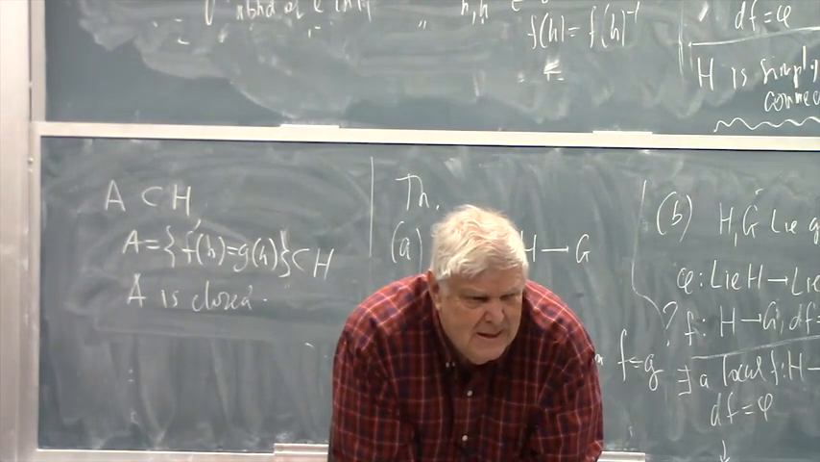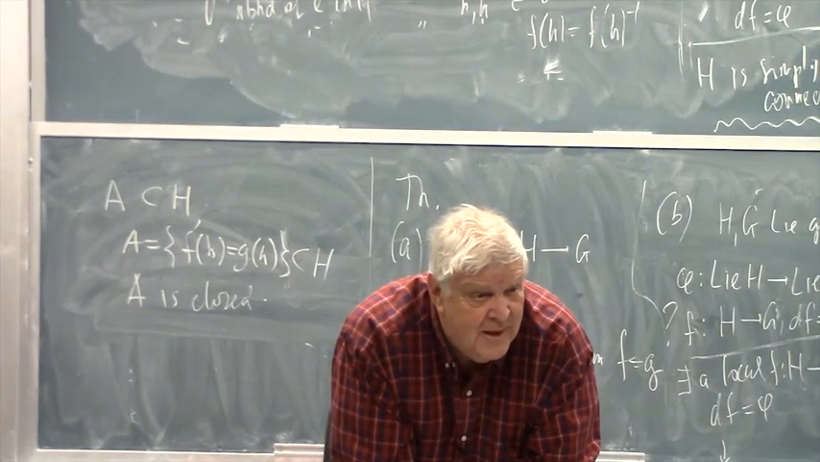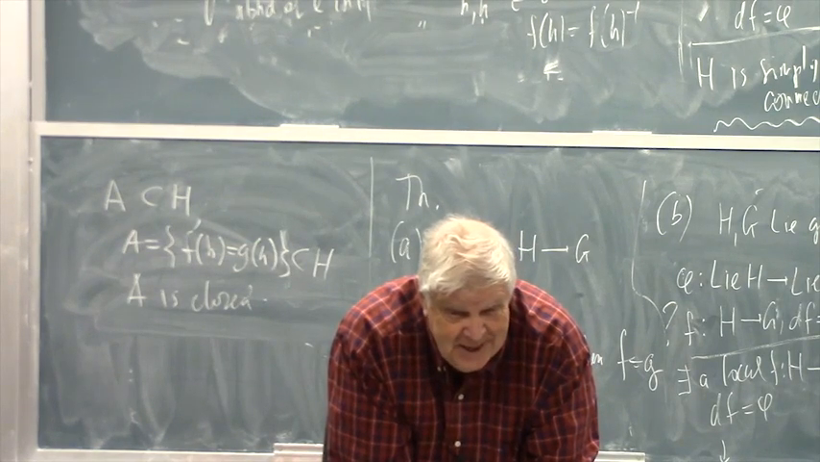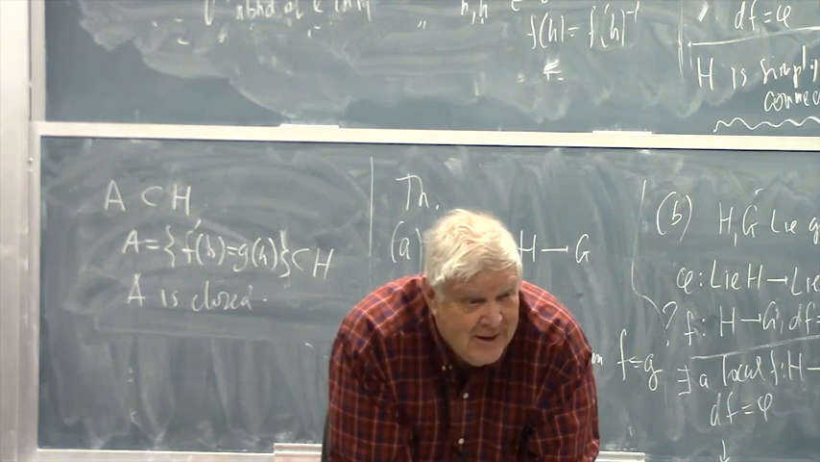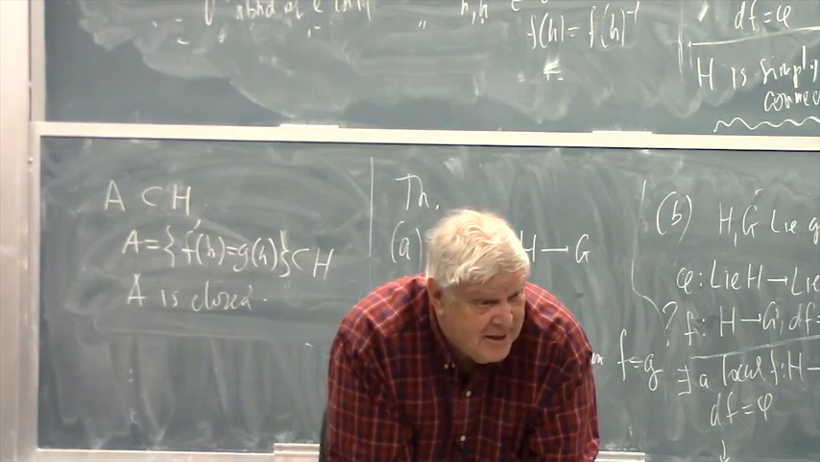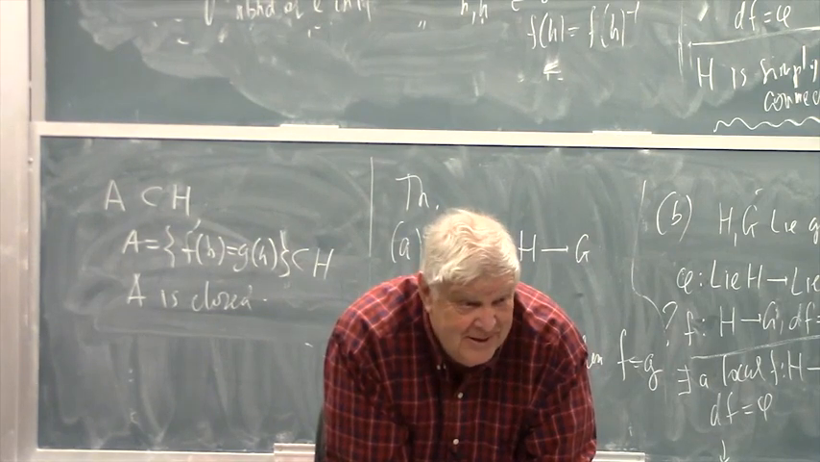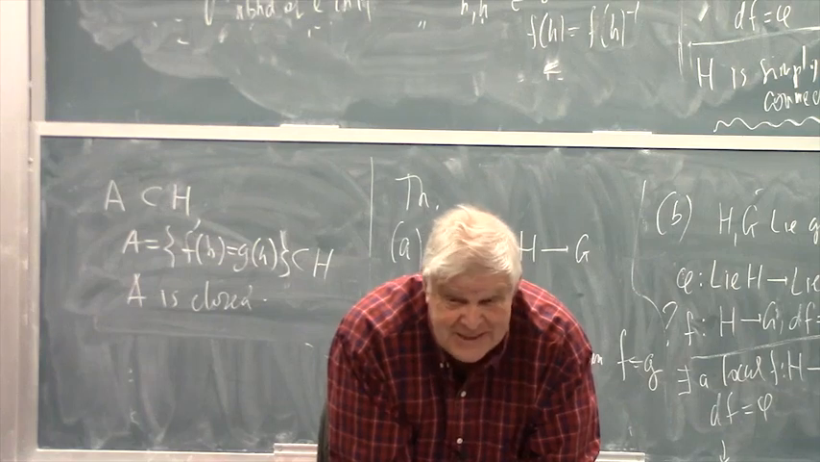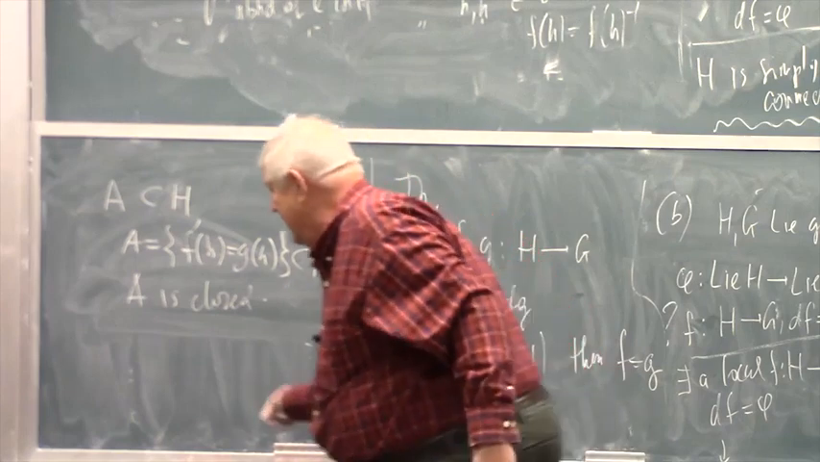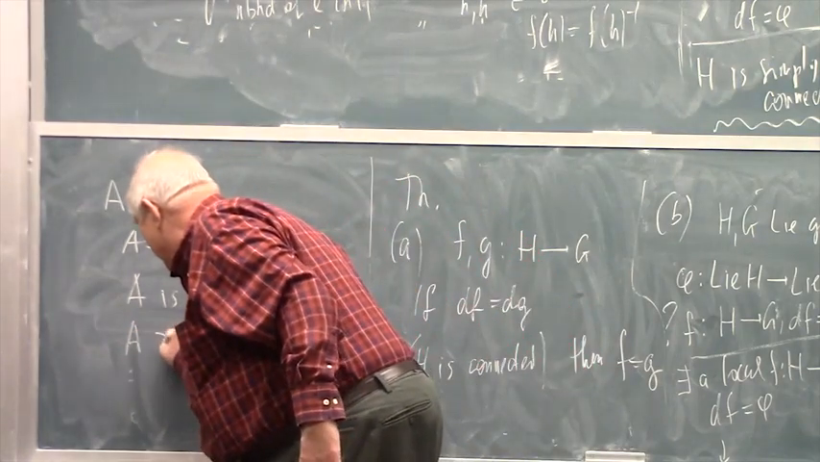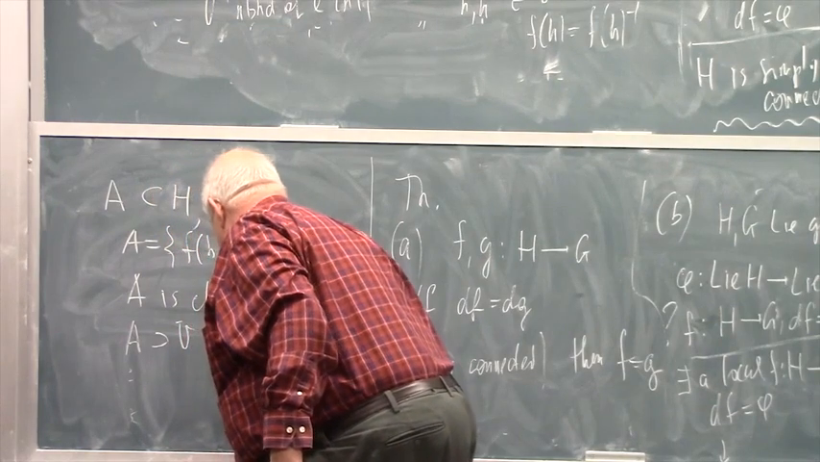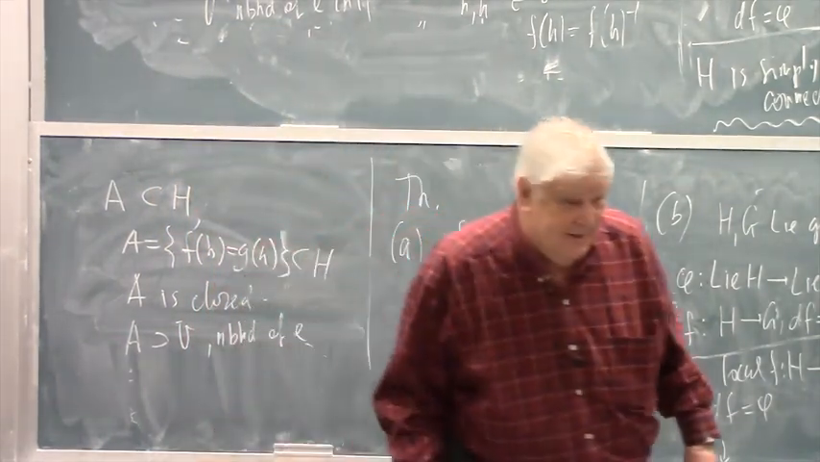What about openness? Open. Yes, you're optimistic. Me too. Why? If you have two continuous maps, then the set where they coincide shouldn't be open in general. No reasons for that. But here we have not just a continuous map, we have homomorphisms. So actually A contains some neighborhood of E. I have already explained this.